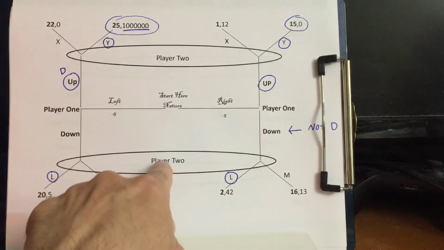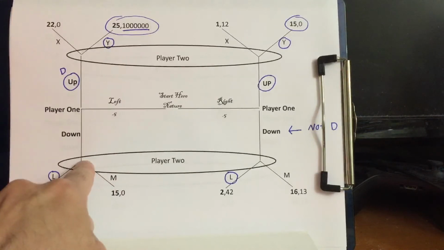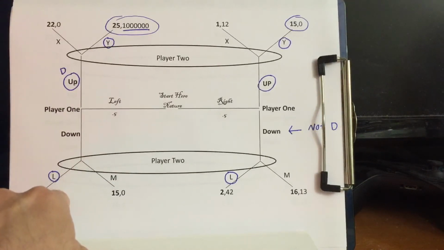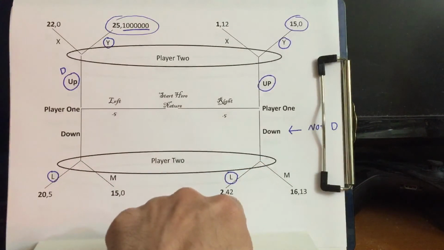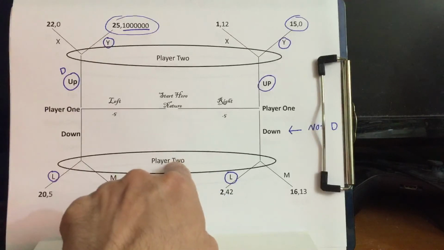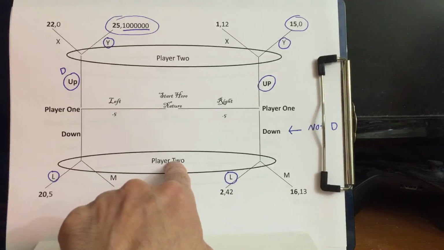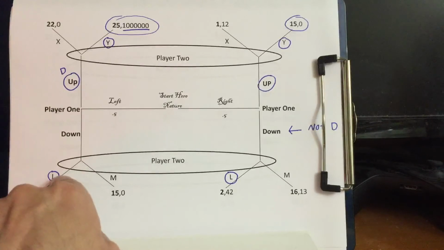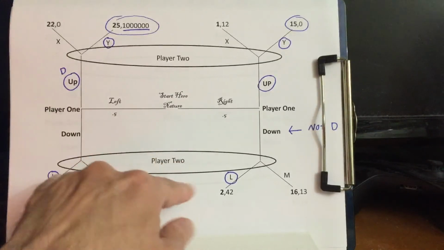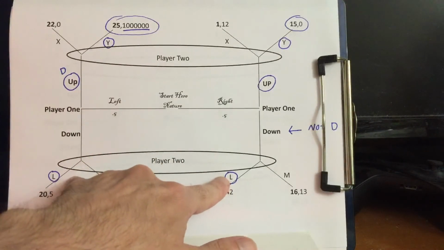So let's see what player 2 should do. If player 2 were here, he would say L is better. If he were here, he would also say L is better. So although player 2 faces uncertainty, he's always better off with L than with M if he's down here. So player 2, we know, will play L right here.